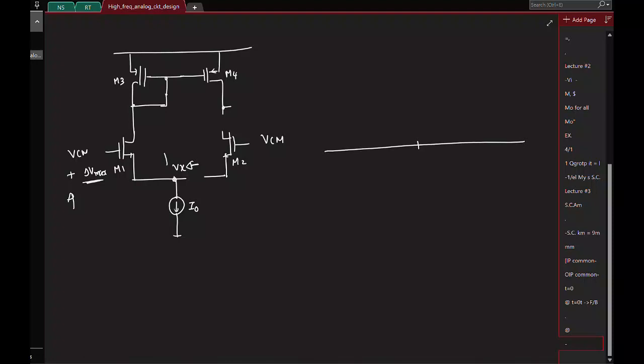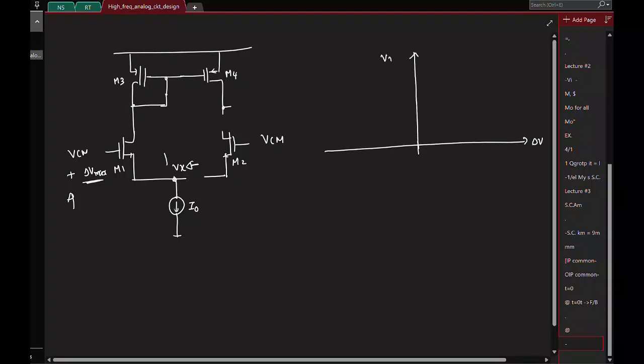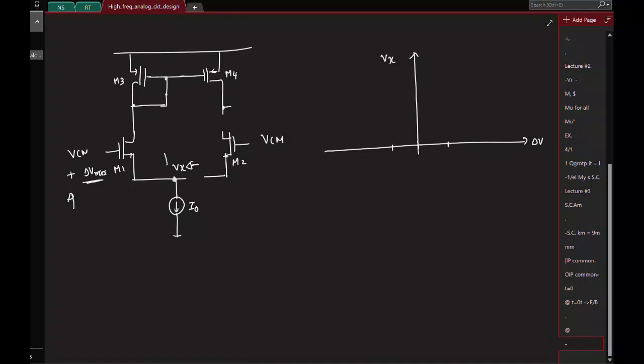So if I plot the characteristics, delta V versus Vx, the moment you exceed this delta V max, you just have a circuit like this. It's a simple source follower. So if you keep increasing delta V beyond this, Vx will also increase. Similarly, the negative side you can argue the same way. For minus delta V max, you will have this. And in between, you will have something like this.